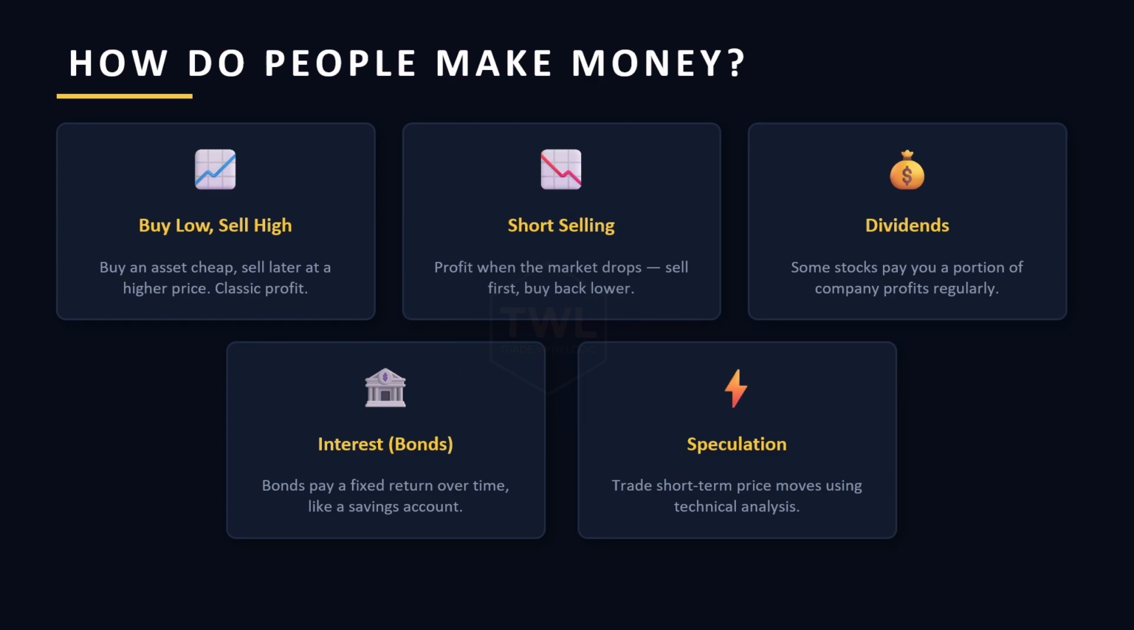So how does anyone actually make money in these markets? The simplest way: buy low, sell high. You buy an asset cheap and sell it later at a higher price. There's also short selling, and this one surprises a lot of beginners. You can actually profit when the market drops by selling first and buying back lower.